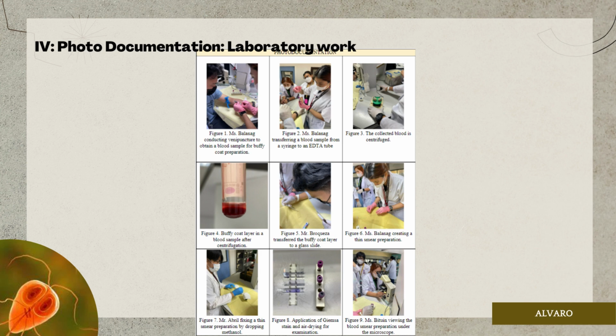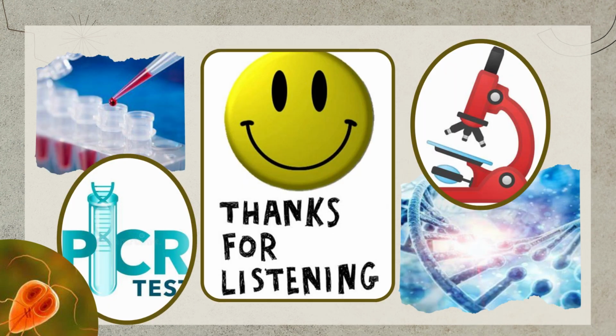Next, a thin smear preparation was created and fixed with methanol. After that, Giemsa stain was applied to the smear, and it was air dried. Finally, the blood smear preparation was viewed under the microscope. And that concludes our photo documentation of our group members. And that concludes our presentation of activity number 4.